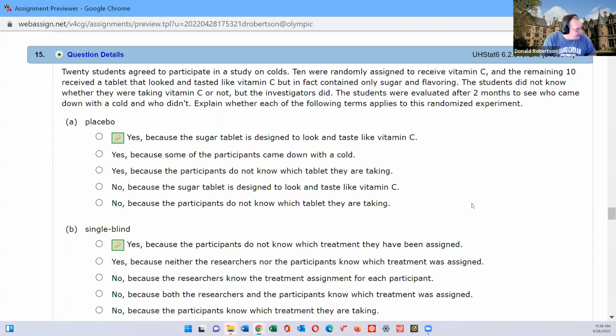So 20 students agreed to participate in a study on colds. 10 were randomly assigned to receive vitamin C. The other 10 got something that just tasted and looked like a vitamin C tablet, right?